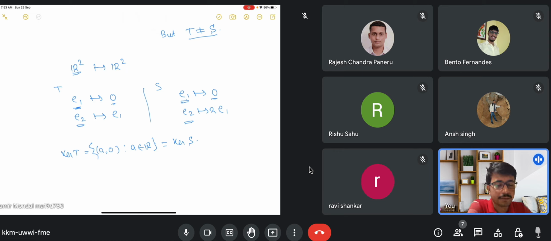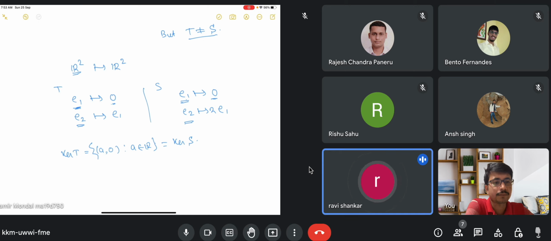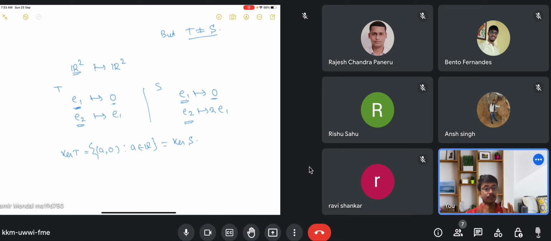We can think, na, that kernel same, image same, this map must be the same. We can think, but this is not true. Understood what is our observation? Yes, sir. This is our observation, that kernel same, image same, still these two maps are not the same. This is our little observation. So you have to observe everything properly.